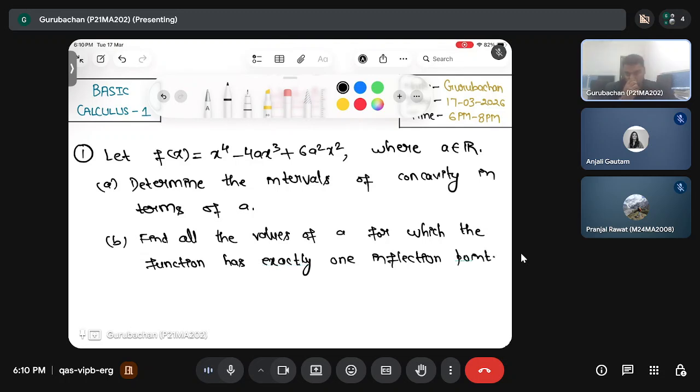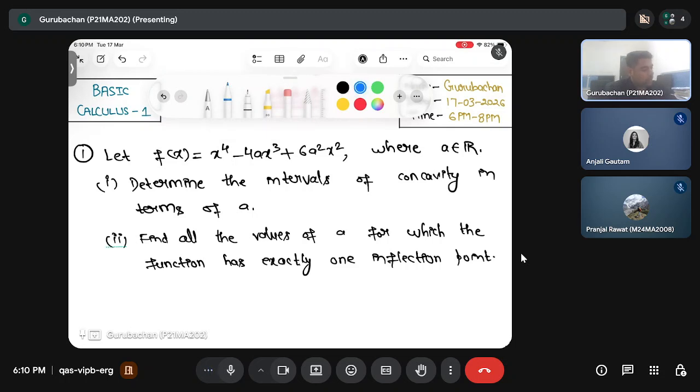So we have been given a function for which we have to find the intervals of concavity in terms of a. The parameter we are trying to find, we will try to find some interval of concavity that depends on the value of a. Next, we need to find such values of a for which we have exactly one inflection point. Since we have the parameter a here, let us mark these as subpart 1 and subpart 2 rather than a and b.